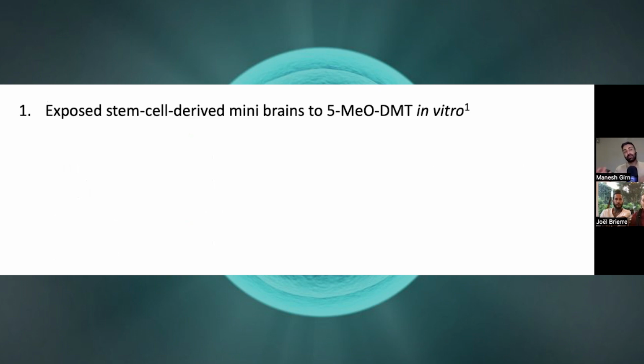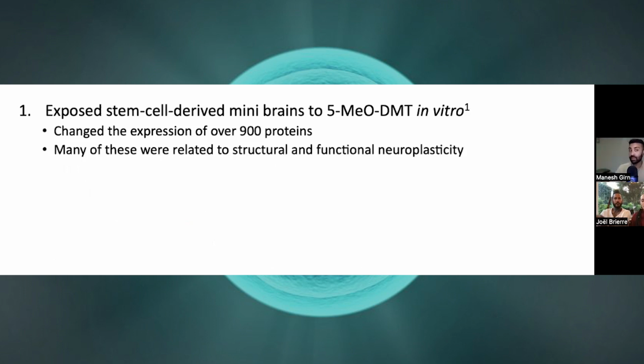One of them did this interesting thing where they used stem cells to create these mini brains called cerebral organoids, and basically put them in a dish and then put 5-MeO on them to see what happens. And they analyzed gene expression and protein expression. And they found that in these mini brains, over 900 proteins were changed in their expression after DMT. And then they analyzed, okay, so what are these proteins for? And actually the majority, or many of them, were related to structural and functional plasticity, mostly related to things like increasing synaptic strength and increasing dendritic complexity.